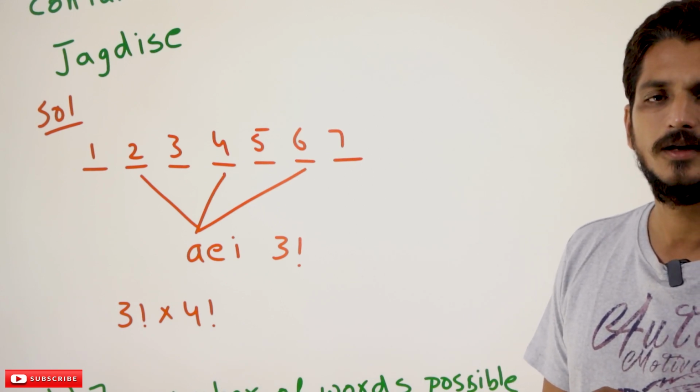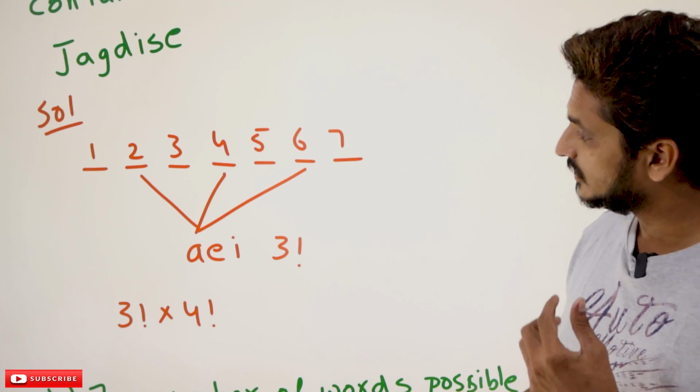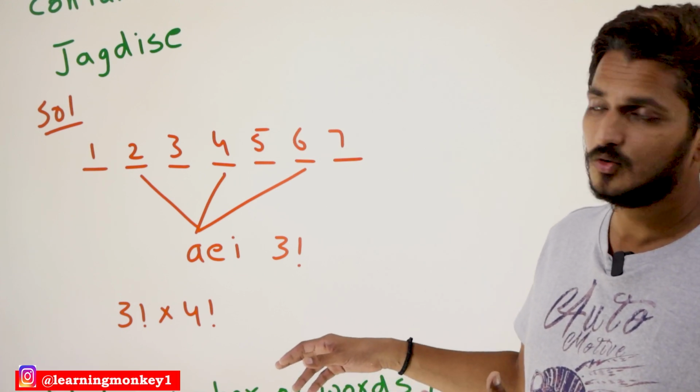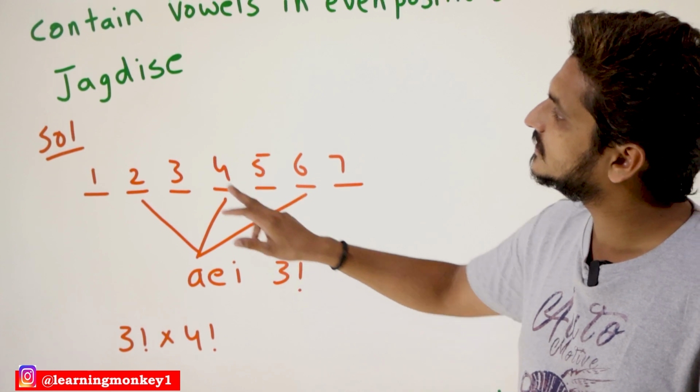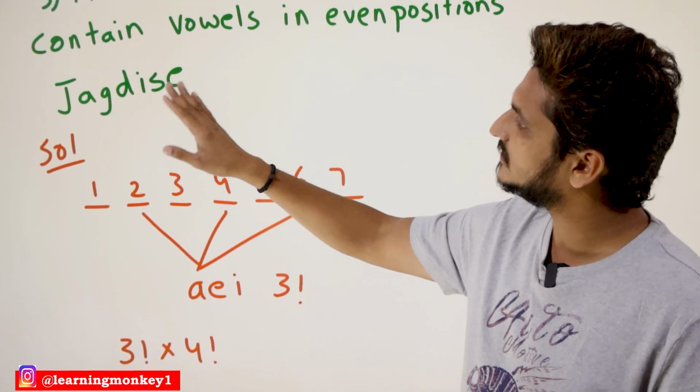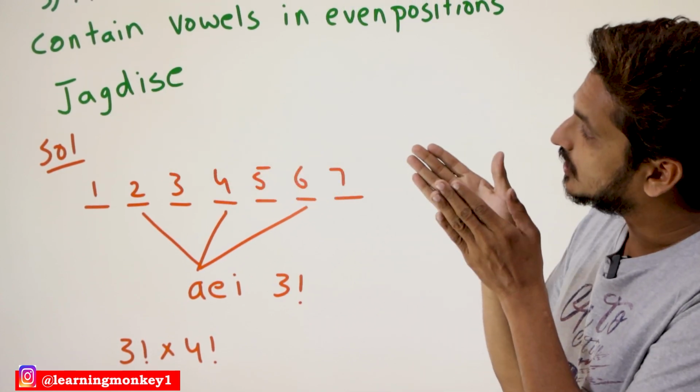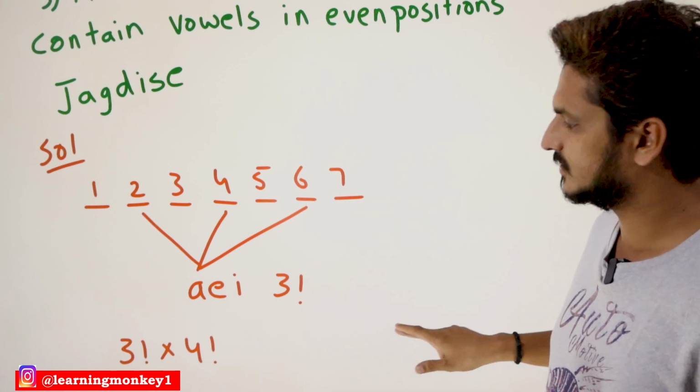These are the many ways you have to arrange these characters by placing vowels in the even positions.